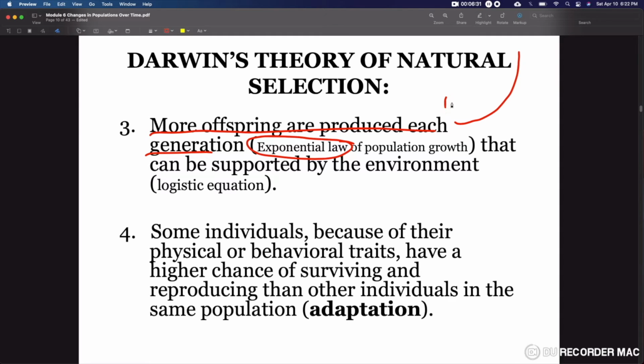So if this is Adam and Eve, there are only two persons here, but after a couple of generations, there will be one million and so on and so forth.